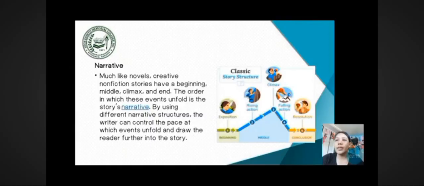And the next one is the narrative. Much like novels, creative nonfiction stories have a beginning, middle, climax, and end. The order in which these events unfold is the story's narrative. So the narrative is the story, or the way the story is told, including what happens and how it's told.